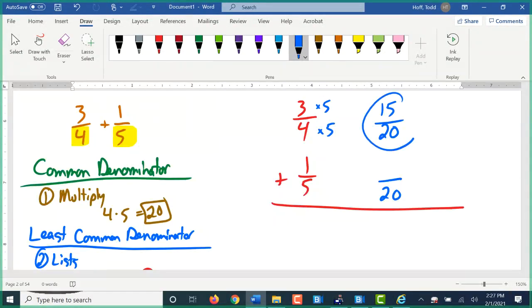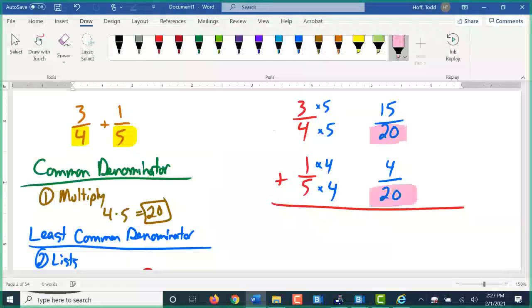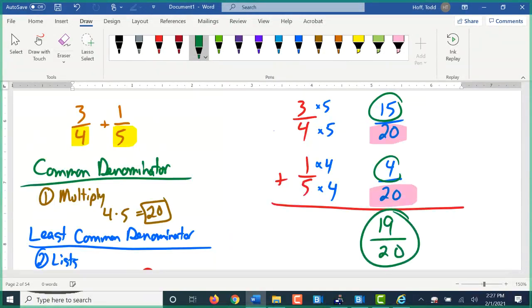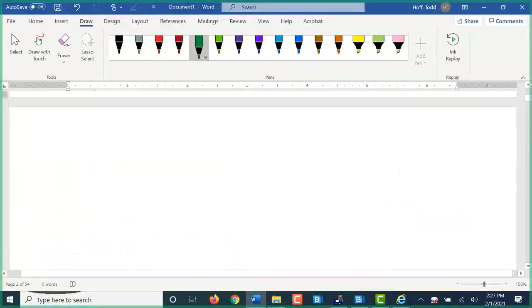So our 15/20ths is the same value as 3/4. What do we multiply 5 by to make 20? 4. So 1 times 4 is 4. These now have the same names. They're both 20ths. So we can combine the counts. 15 plus 4 is 19, and keep the same name of 20ths. 19/20ths is our result.